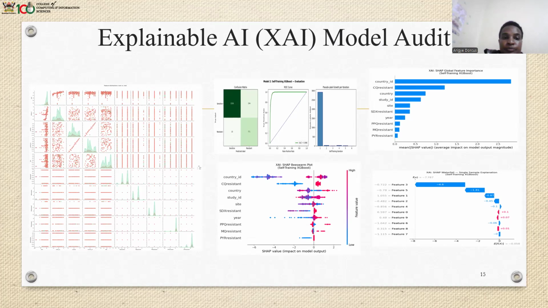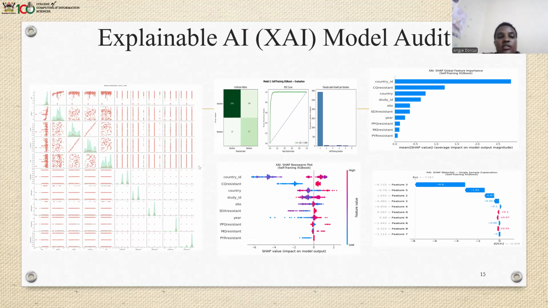Then for our selected XGBoost model, we used the more sophisticated XAI method called SHAP. So SHAP is grounded in game theory and provides a beautiful, consistent way to see exactly how each feature contributes to prediction. We use the three key SHAP plots: the bar chart, the beeswarm, and the waterfall plot.